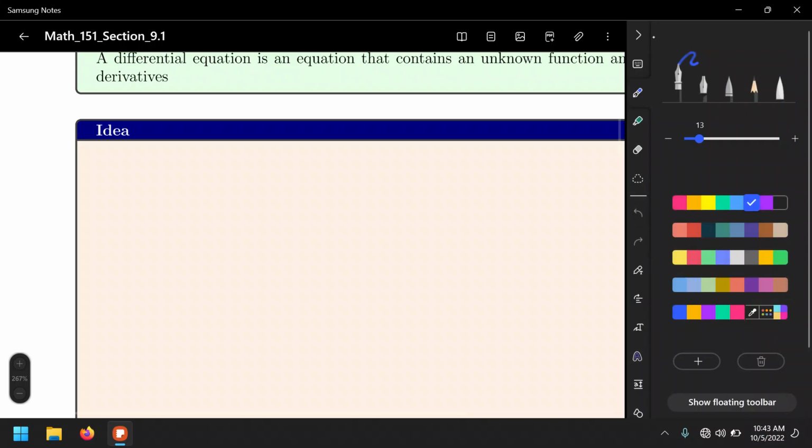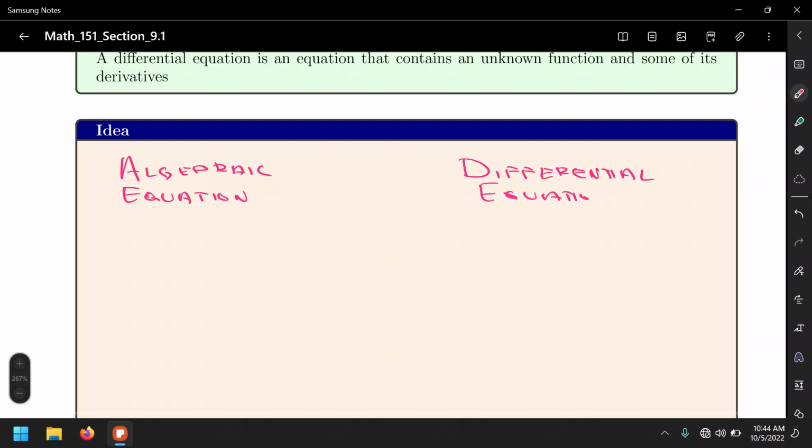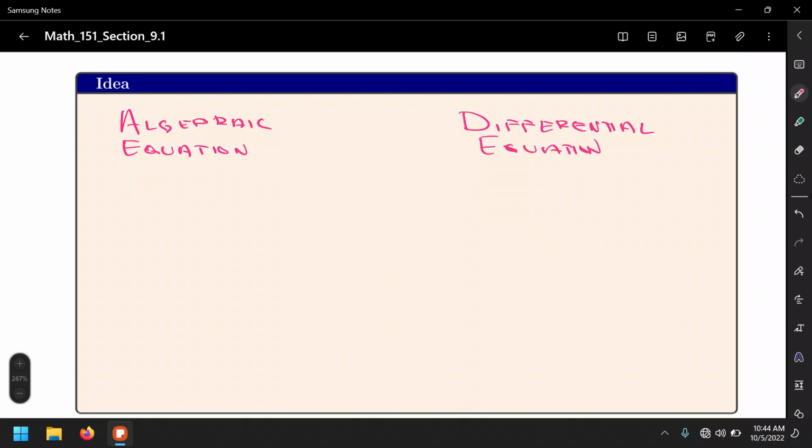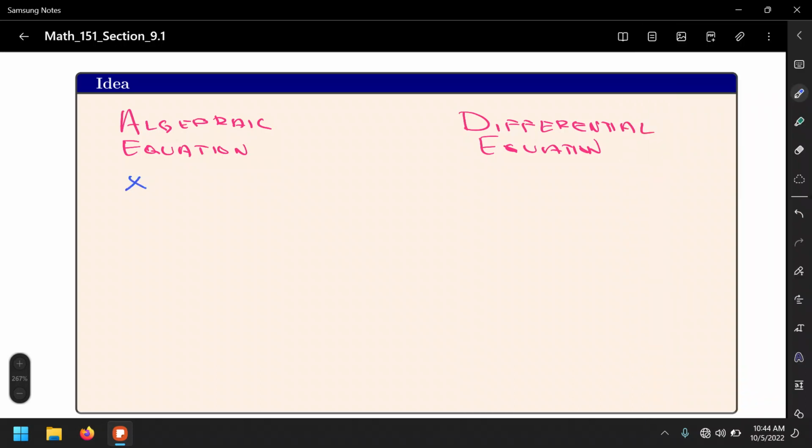So number one, we're going to have an algebraic equation. Let's make a difference between an algebraic equation and a differential equation. So, for example, let's do something simple, nothing crazy, nothing fancy. x minus 3 equals 5.